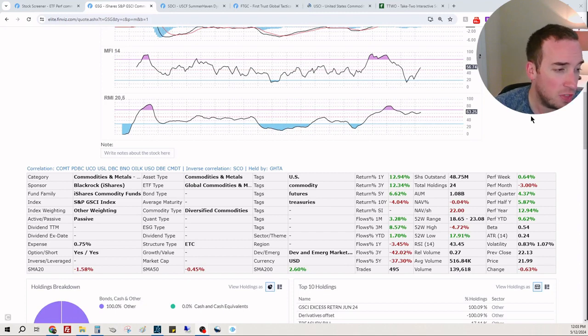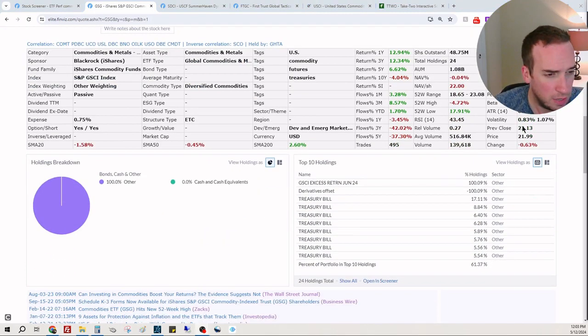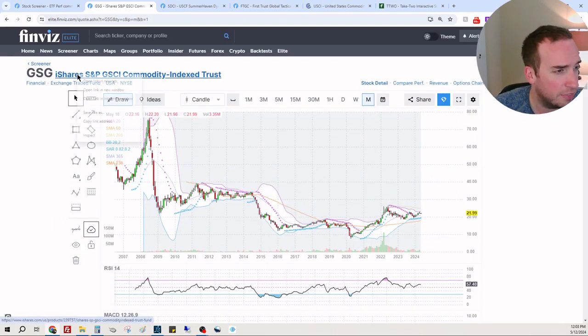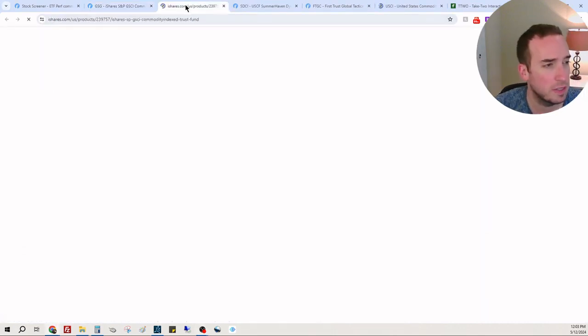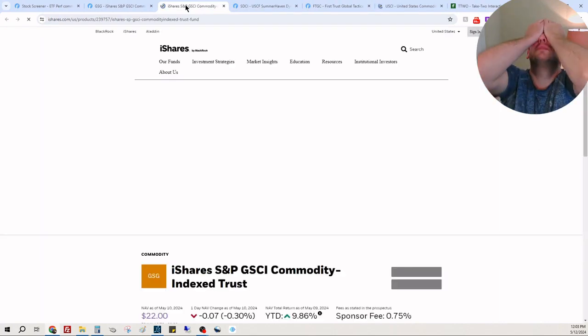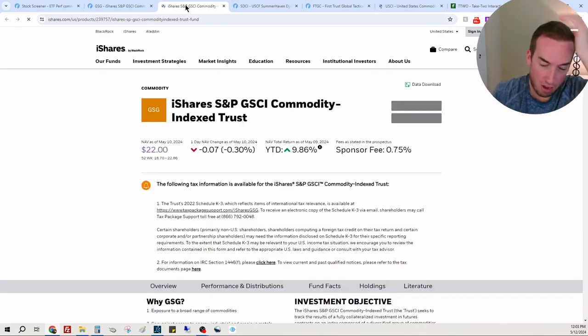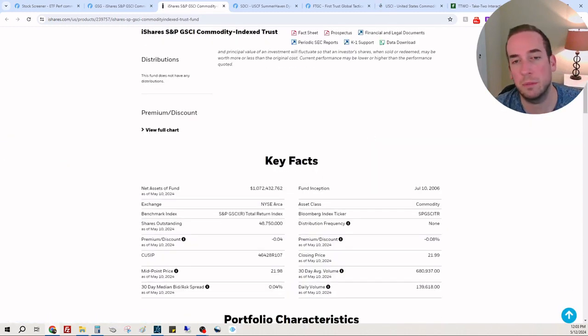Let's see what we got here. There's no dividend here. Performance year to date is 9%, so it's beating the S&P 500. Treasuries is their top, well, the GSCI excess return. Let's see what they have for the GSCI. Probably a mix of like corn, chocolate, orange juice, lean hogs. I mean, that's my guess. Fun. Let's do holdings. Here we go.